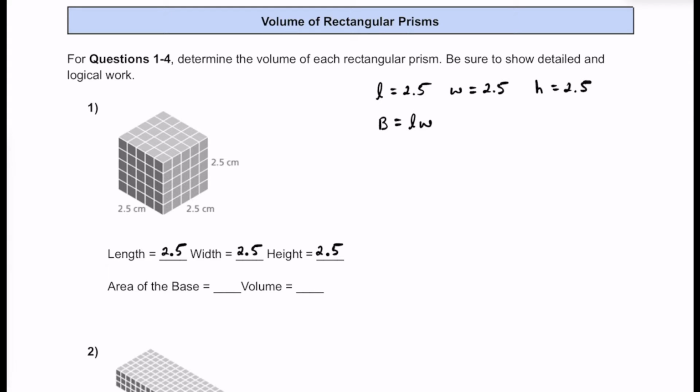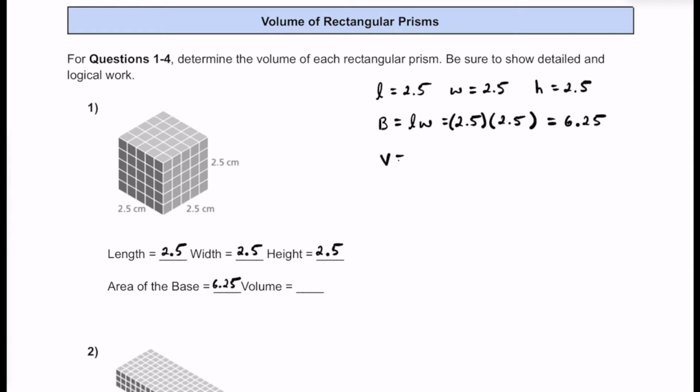Now, in this particular case, we know that is going to be 2.5 for the length multiplied by the 2.5 for the width. Now, if you go ahead and multiply that out, we should get 6.25. That would be the area of the base here. So let's go ahead and write that in as 6.25. Okay. And then how do you find the volume of a right rectangular prism?